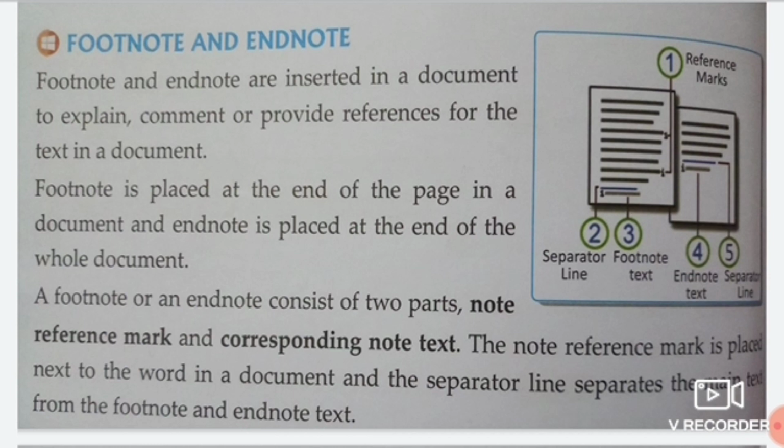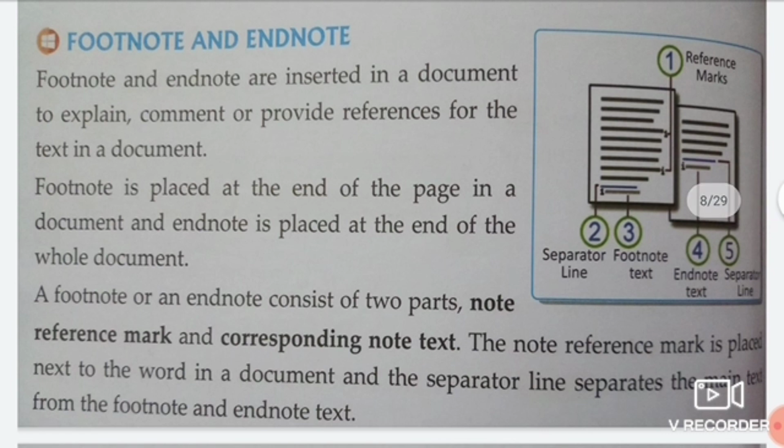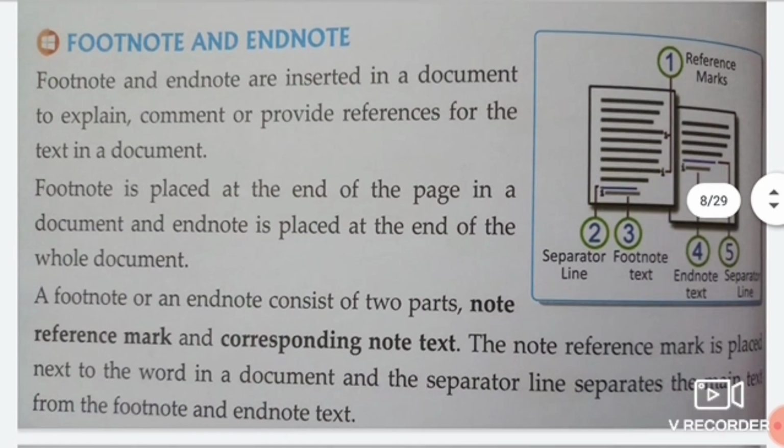Here the number 1 is the reference mark. As you want to give the reference and regarding that reference you want to write some text for it, so you can use this. You can see the separator line which is given here, and you can mention the footnote text. And here in the second picture you can see the endnote text which appears at the end of the document, and the separator line also given with it. So this footnote appears at the end of the page, and endnote appears at the end of the whole document.